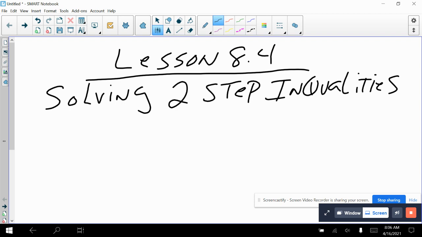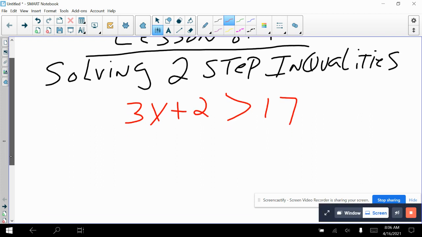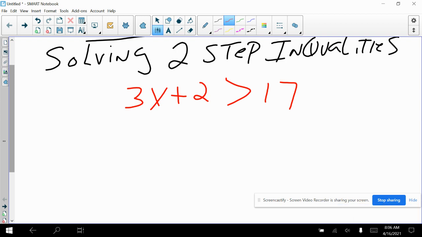Solving two-step inequalities. No different than lesson 7-4 when we solved two-step equations. We just now have two-step inequalities. All right, we'll start off easy here. Three x plus 2 is greater than 17.